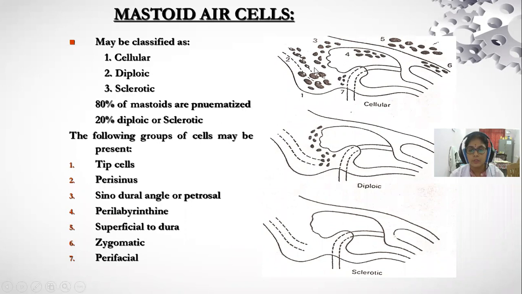So if the temporal bone is well pneumatized, it's called cellular bone. If the temporal bone is partly pneumatized and partly sclerotic, it's called diploic. And if there are no mastoid air cells at all, except the antrum, it is sclerotic.